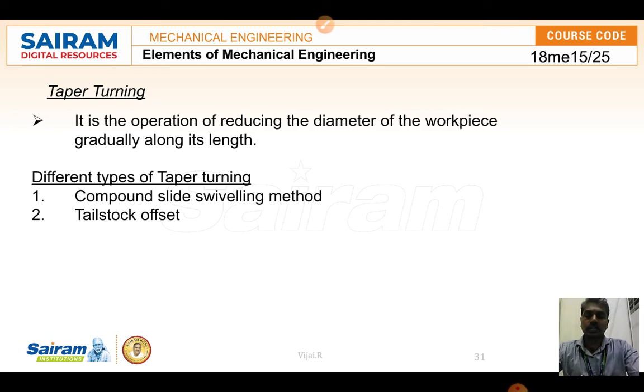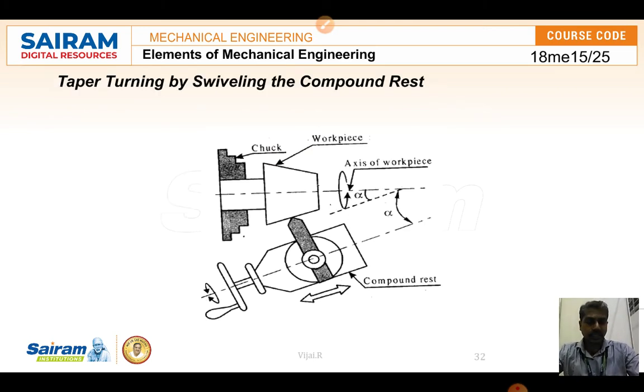But if the length is more, if I want to make a taper for a distance of more than 15-20 mm, then the form tool method is not possible. What we can do is make the shape by tilting the compound rest to the required angle. So first of all, we should know what the required angle is.